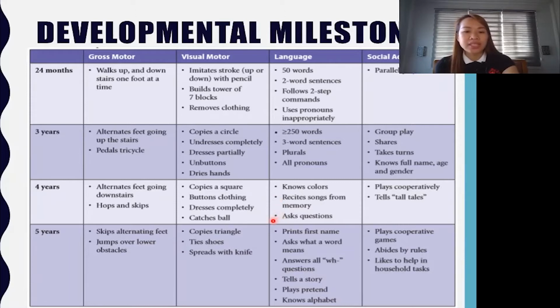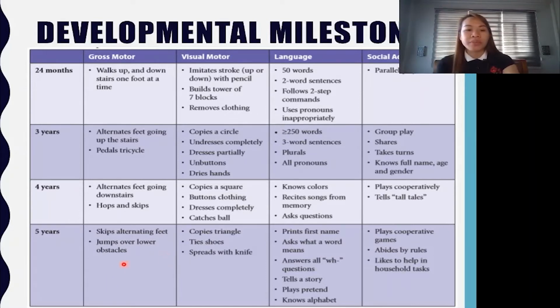They also start to ask questions. Okay, they play cooperatively and they tell tall tales. So, conforme yung imbento na kwento. Kasi imaginative sila at that moment. So, they already have cooperative play. At 5 years old, they can already perform skips alternating feet.